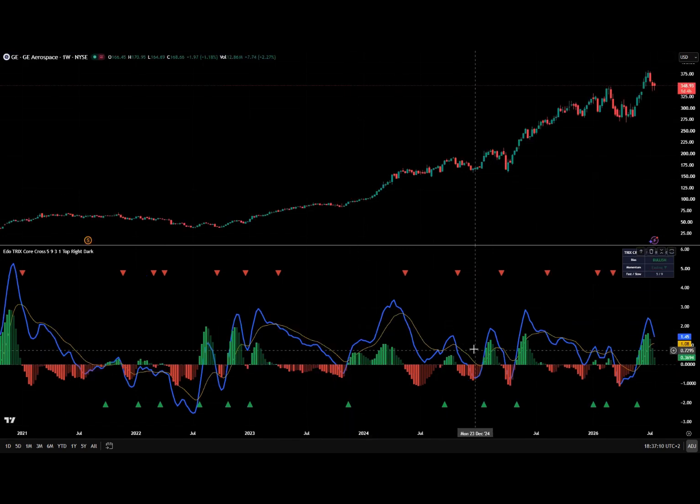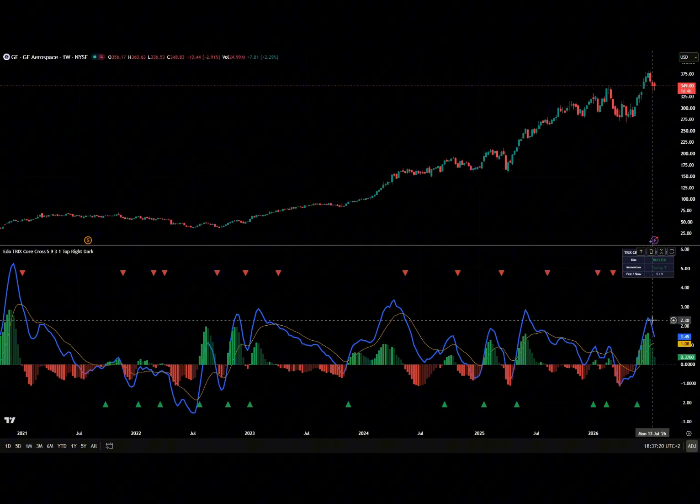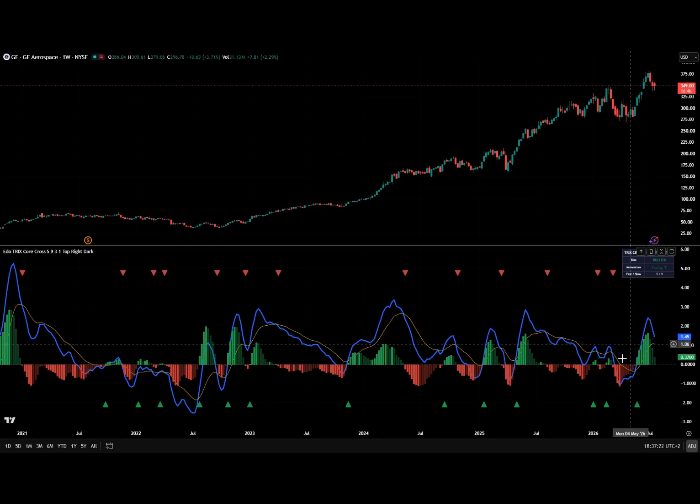The histogram is simply the distance between the 2 lines, drawn as columns. When the fast line is above the slow one, the columns are green and above 0. When it is below, they are red and below 0. So the histogram crosses 0 at exactly the same candle as the 2 lines cross each other. Same event, 2 ways of seeing it. On GE Aerospace Weekly the columns are green again after a red stretch, with the fast line back on top.